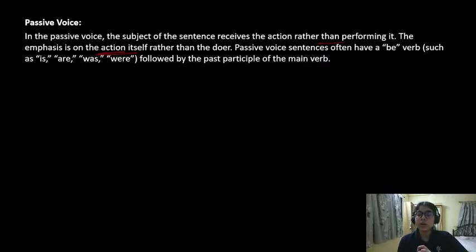Passive voice sentences often have a be verb such as is, are, was or were followed by the past participle of the main verb. Okay, so when you're converting, that will naturally happen, but please remember, before this we had done reported speech, right? In reported speech we had done which tense changes into which, right? We had done the three things that change in reported speech when changing direct speech to indirect speech. Pronoun changes, tense changes, conjunction changes, right? How they change, we have discussed everything.